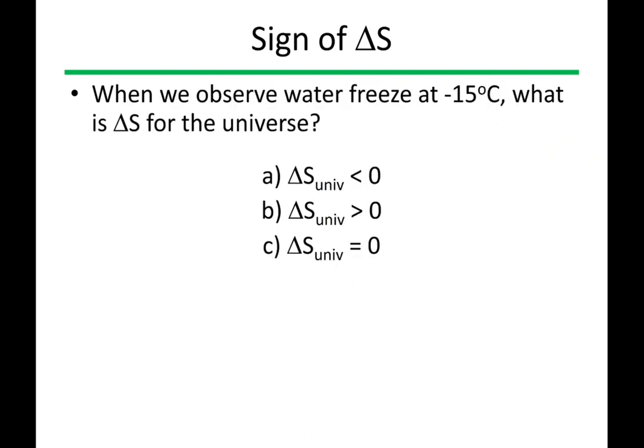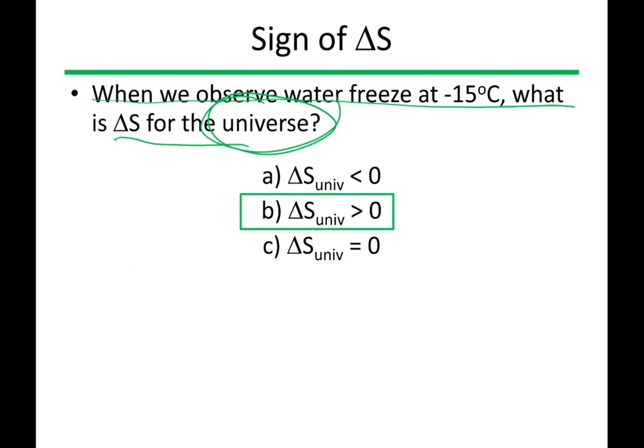Okay, so last question: when we observe water freeze at minus 15 degrees Celsius, what is the delta S for the whole entire universe? In this case, it's just going to be greater than 0. While this is a big concept, finding the delta S for the universe for a system that we can observe is actually relatively easy. Because of the second law of thermodynamics, we know that if it's spontaneous, the delta S of the universe has to be greater than 0. So since it happened, we know that this is greater than 0.